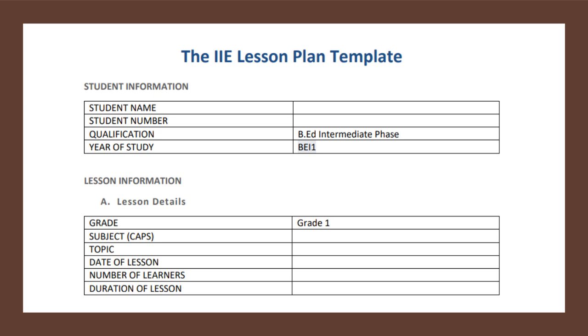Leandre is asking, can we make use of information from assignment 2? Yes, you can. So you're going to choose your grade, then you're going to choose your subject, for argument's sake, business studies. What's the topic? Entrepreneurship, for argument's sake. The date of the lesson, I don't really care. Make it up. I don't care what lesson this is.